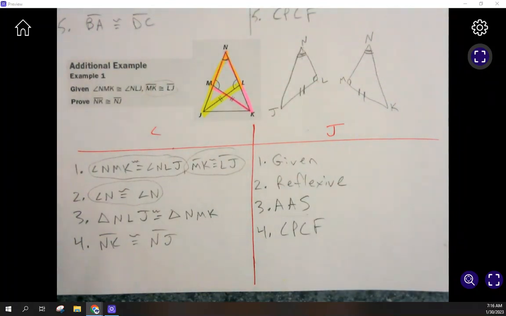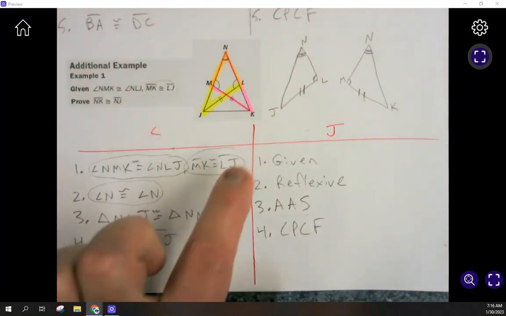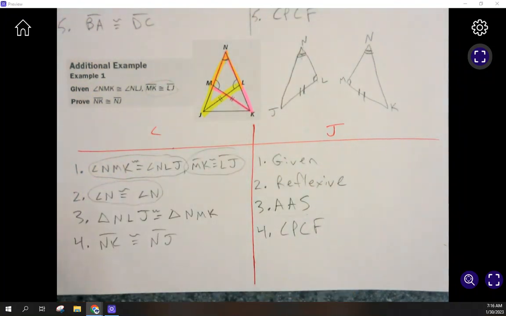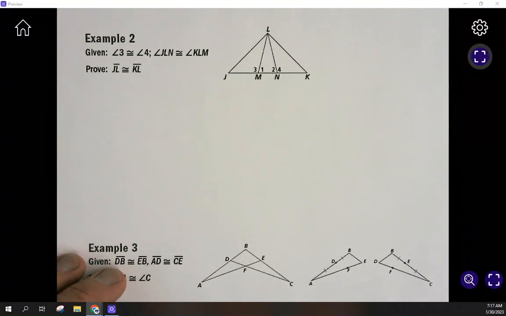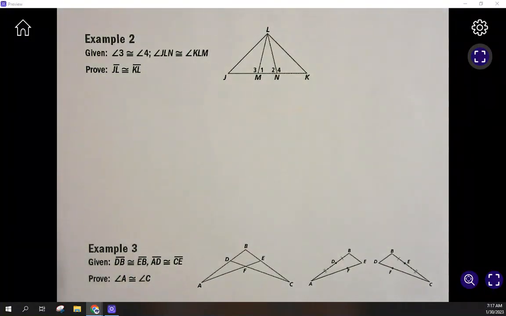All right, so that was a pretty straightforward one. Most of it was given to us. We just used the reflexive property to get us the rest of the way. But the picture itself looked very complicated, even though the proof itself turned out not to be too bad. All right, so let's flip it over. So this one is called example number 2, even though it's the third one we're doing.